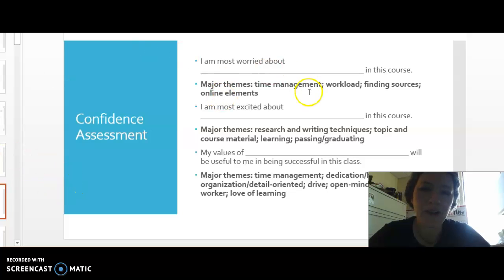One of the things that I find, and it's not shocking, is that in relationship to online courses, some of the things that people are worried about are things like managing their time and the overall workload. People are excited about learning how to do better research and honing their writing skills and techniques, and just getting done. Some of the values that you probably have just for work in general are going to be really useful to you, things like time management, but also dedication and hard work, being organized. So keep those things in mind as you move through the class.